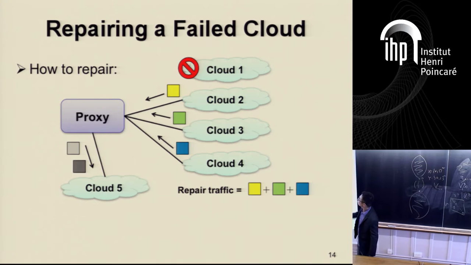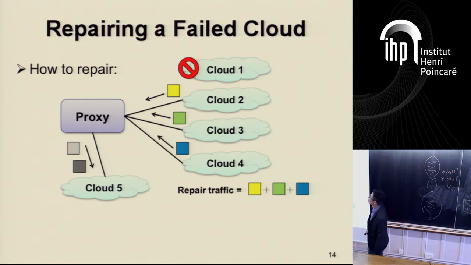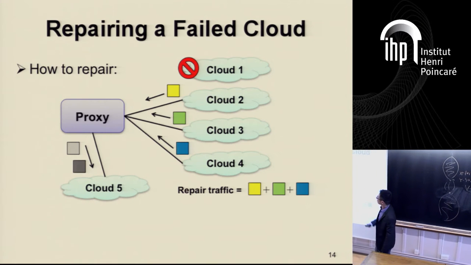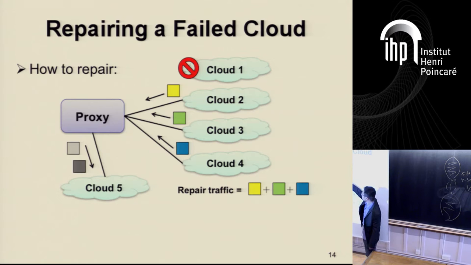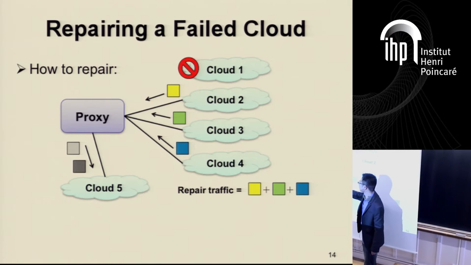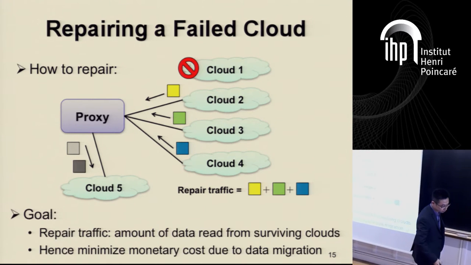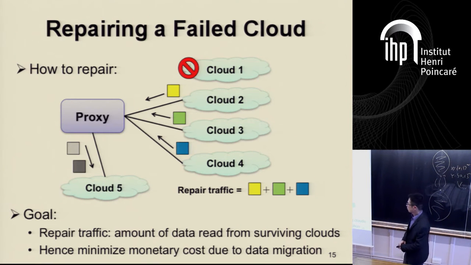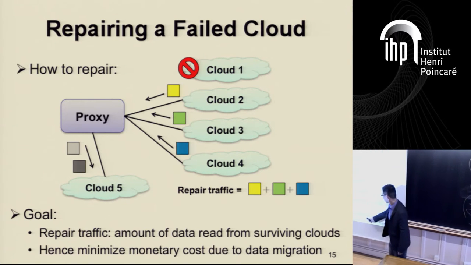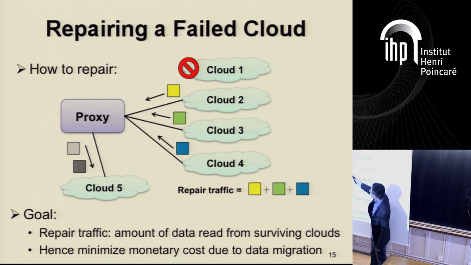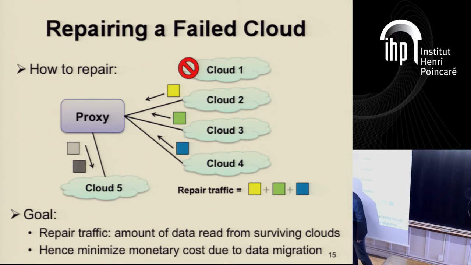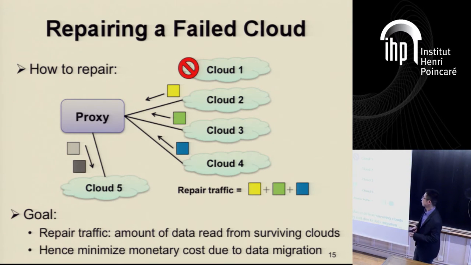Because we are using multiple clouds, if one cloud fails, then we can use the other clouds to repair the lost data. In this scenario, if cloud 1 fails, then the proxy can download data from the surviving clouds 2, 3, 4 to repair the lost data to a new cloud. And our goal is to minimize the data read from the surviving nodes. That means we want to minimize these three boxes. We denote this traffic as the repair traffic. And if we can minimize the repair traffic, then we can minimize the cost due to data migration.